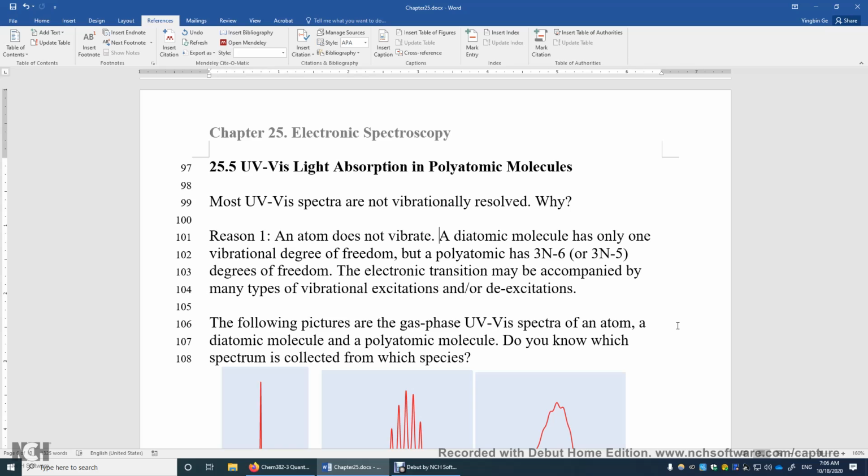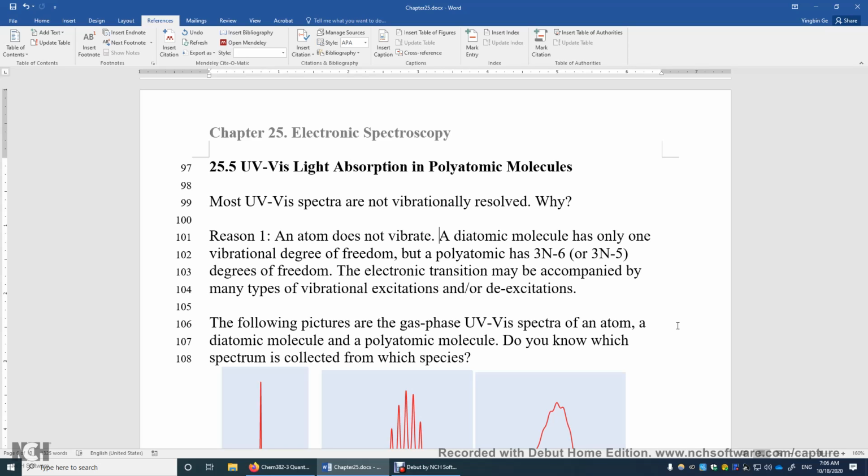Reason 1: an atom does not vibrate. A diatomic molecule has one vibrational mode. And then you can observe different transitions from the ground vibrational state to the first excited, second excited, third excited, fourth excited, etc. vibrational states in the first excited electronic state. So you can observe multiple peaks in the electronic transition of a diatomic molecule.